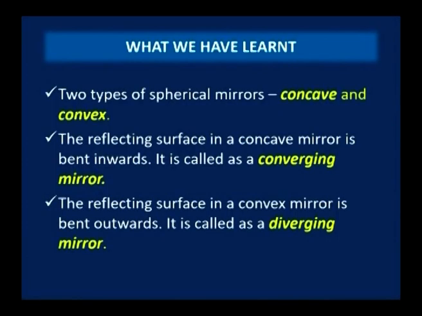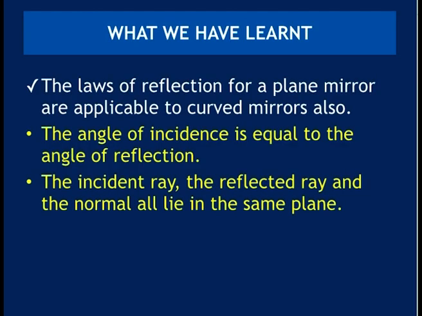So, we have come to the end of the session. Before concluding, let us see what we have learned today. So, we have learned two types of spherical mirrors, concave and convex. The reflecting surface in a concave mirror is bent inwards and it is called a converging mirror. The reflecting surface in a convex mirror is bent outwards. It is called a diverging mirror. The laws of reflection for a plane mirror are applicable to curved mirrors also.